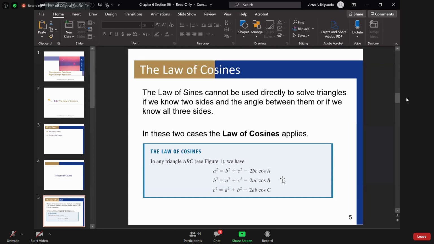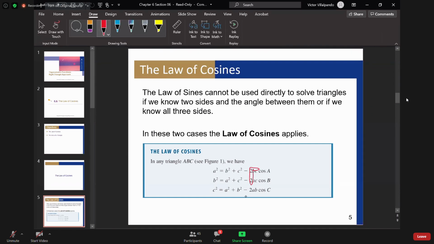So a little bit lengthier. Do you agree? Harder to remember, more stuff to remember. But generally, we usually get a formula sheet. So out of these three formulas here, which one looks the most familiar if I were to cover the minus 2 times the product of the other two sides and cosine of a particular angle? Let's say I'm just covering that with my hand. Which one looks the most familiar? The last one, right?